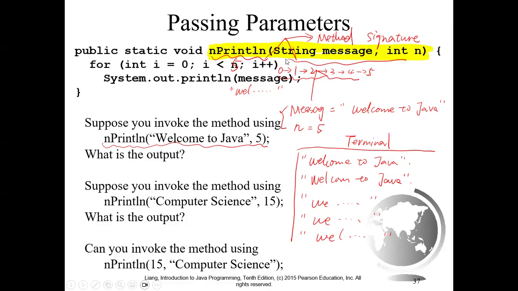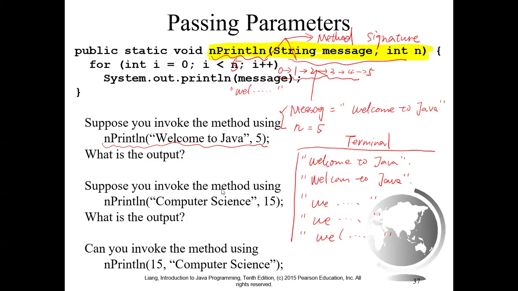Here, we are passing a string type and an integer at the same time to the println method. In the second example, suppose you invoke the method using println with "computer science" and 15. That means you're passing the message as computer science. So what you will have to change is just change "Welcome to Java" to "computer science". In the first example, it is printed 5 times. However, in the computer science scenario, the terminal should show 15 computer science lines.